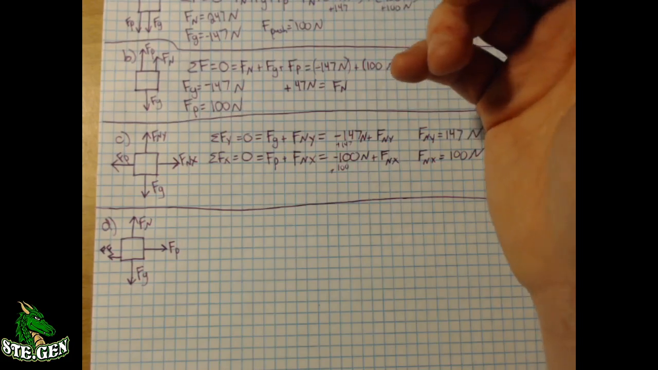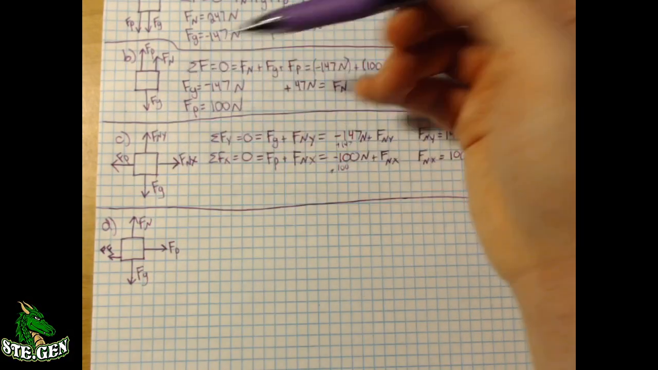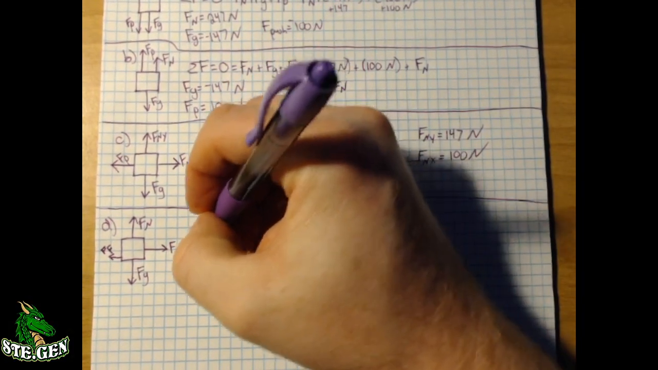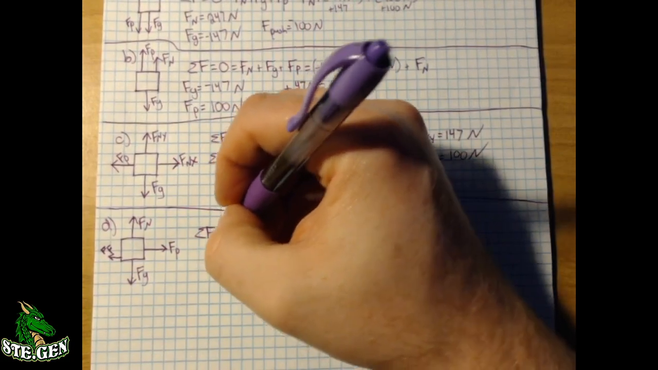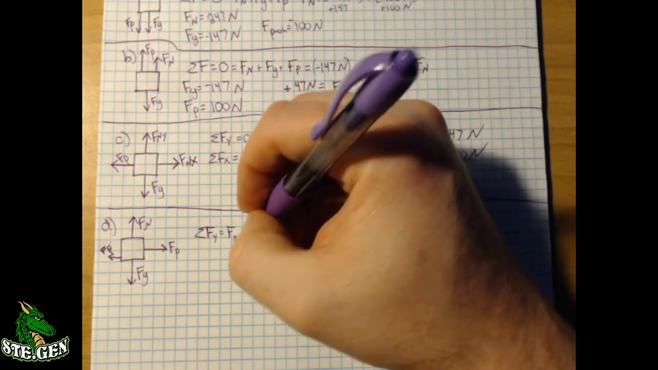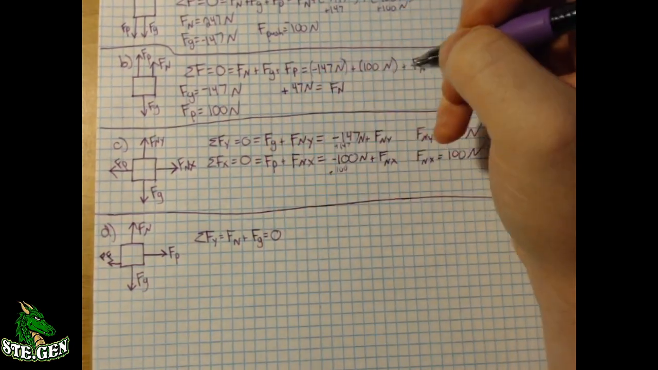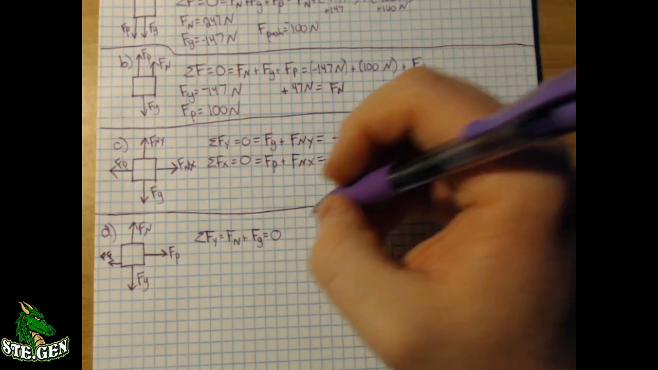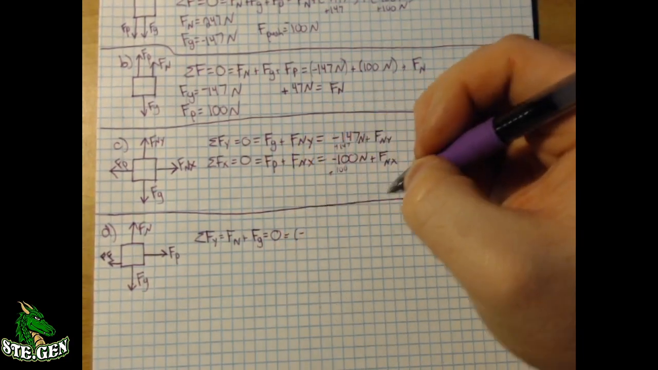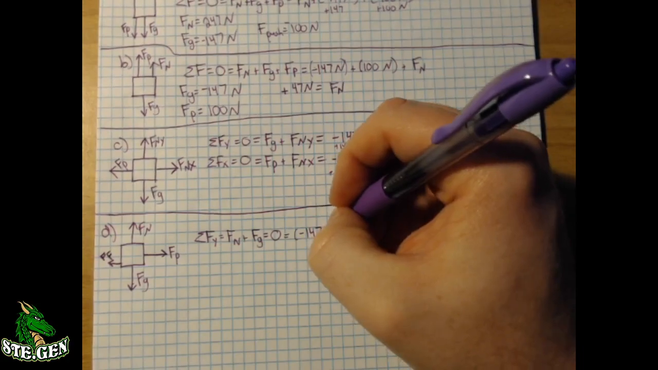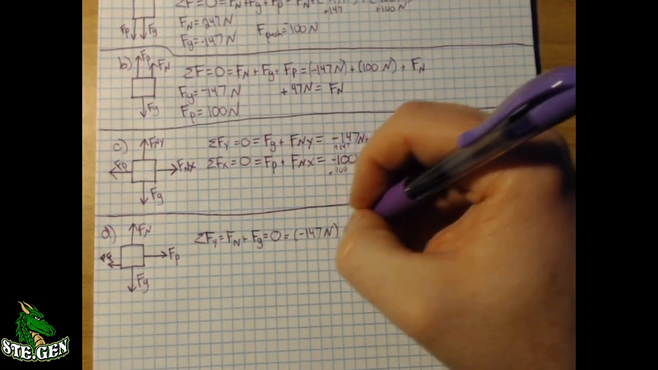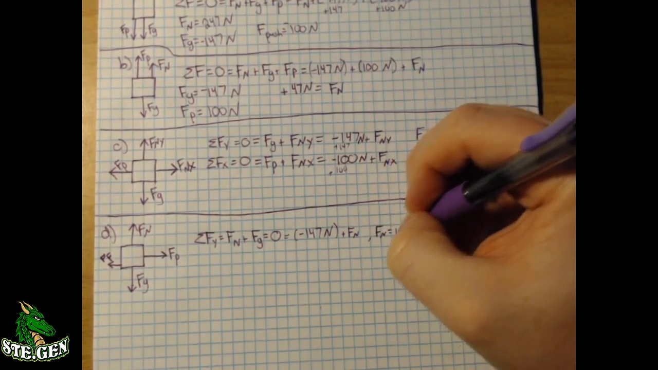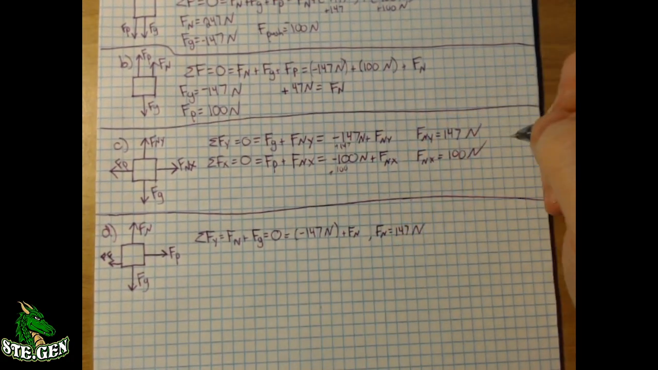Okay, so next we can get our Fg and our Fn. That's a pretty straightforward first step. The force in the y direction is equal to the normal force plus the force of gravity, and we know it's not moving in the y direction, so that whole thing has to combine to 0. We know that Fg is negative 147, which means our normal force is equal to positive 147 newtons.